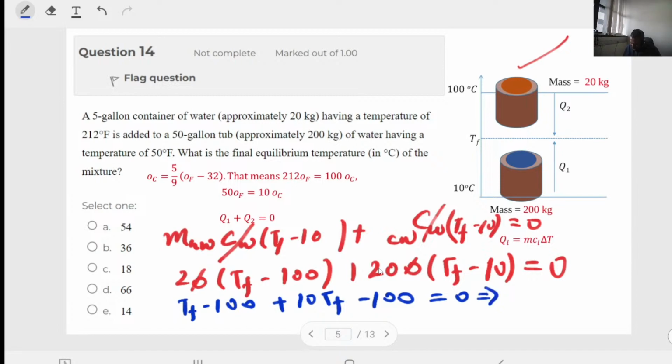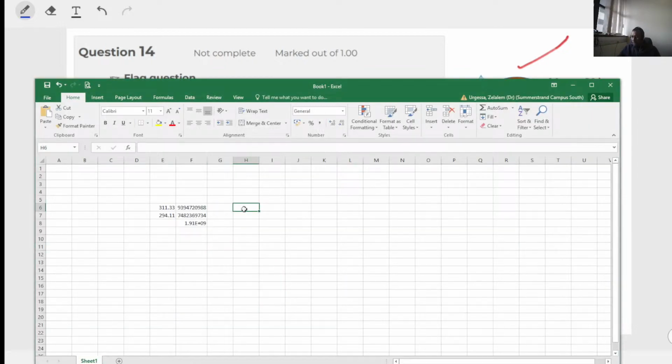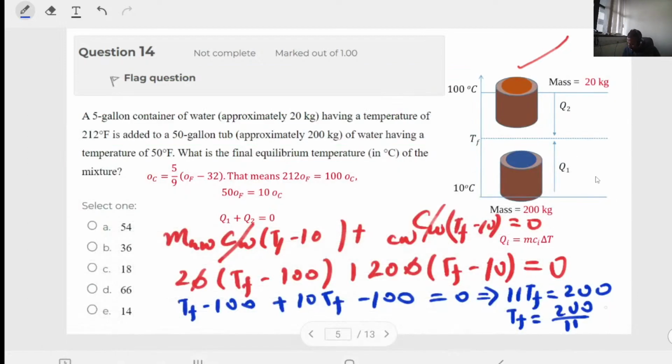This implies, what do I get? Minus go positive. 11 T final is equals to 200. Therefore, T final must be 200 over 11. What is 200 divided by 11? I got 18.18. Basically, in degrees centigrade, I got T final to be 18.18 degrees centigrade.